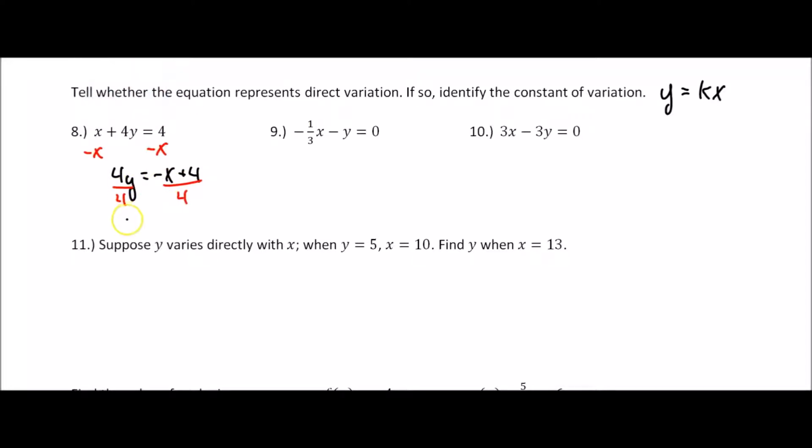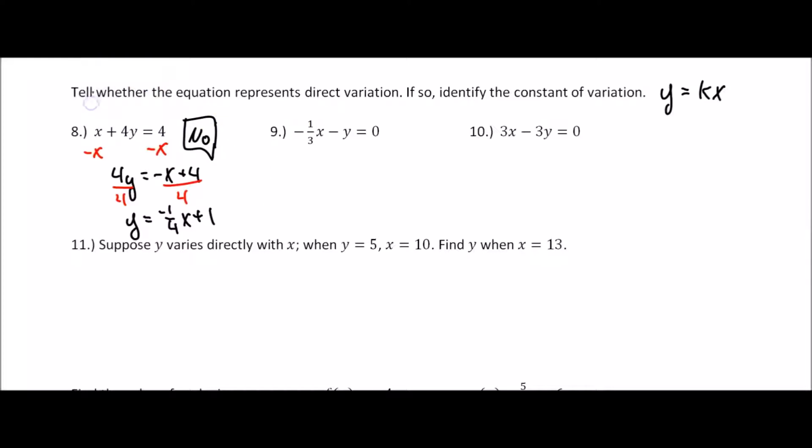Here I have to use my distributive property to divide that. So that gives me a negative 1/4 x plus 1. And so when I look at that guy, it's in y equals mx plus b format, but the b value is not a 0, so that is not direct variation. So no, this one is not direct variation. Okay? It's a line, but not a line that goes through 0, 0.